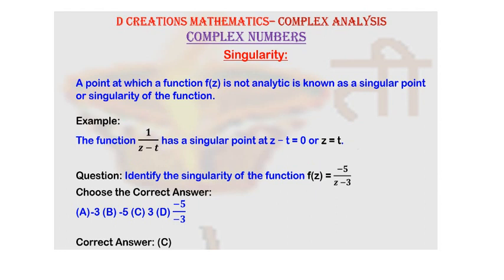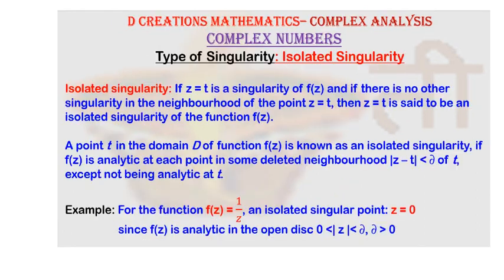Now, there are types of singularities. So let's talk about isolated singularity. If z is equal to t is a singularity of f of z, and if there's no other singularity in the neighborhood of the point z is equal to t. So we can also say in the delta neighborhood, where delta is of course a very small value. In that case, z is equal to t is an isolated singularity of the function.